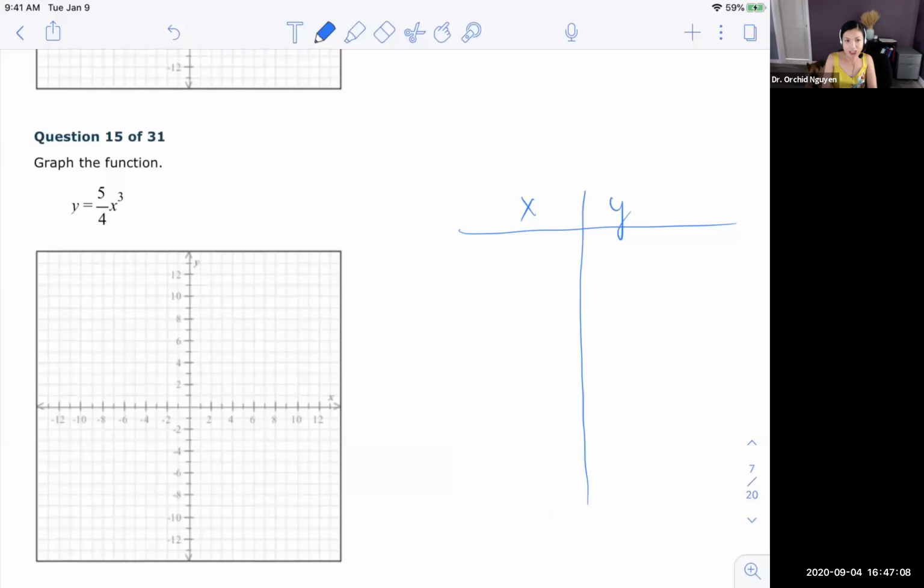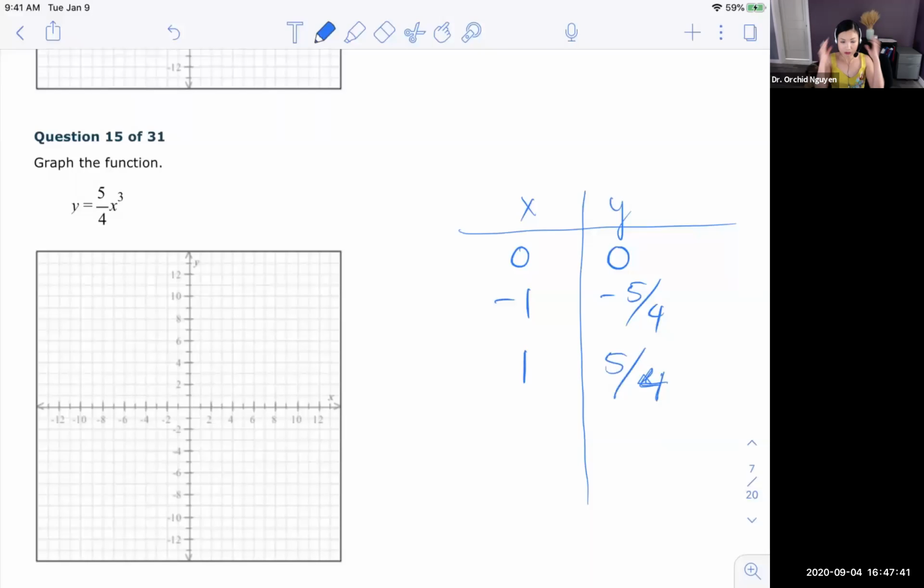We have a fraction, so I'm going to try to pick a number that will eliminate the fraction. First, let's just pick 0 because 0 is going to give you 0. I know that we can't really avoid fractions. So of course, if I have -1, I'm going to end up with -5/4. With +1, I'm going to end up with 5/4. I understand it is a fraction, but let's just work with that.